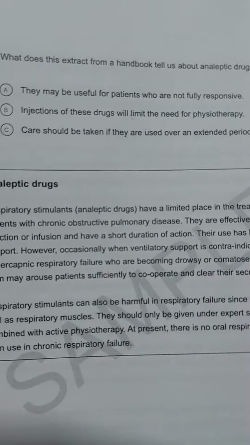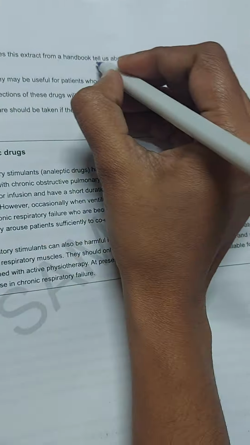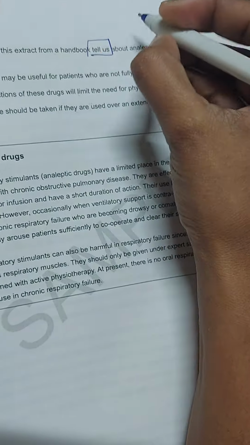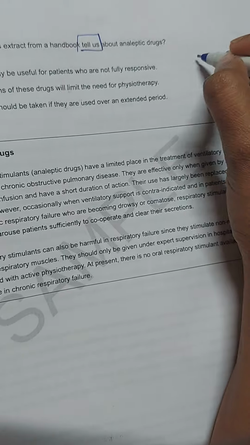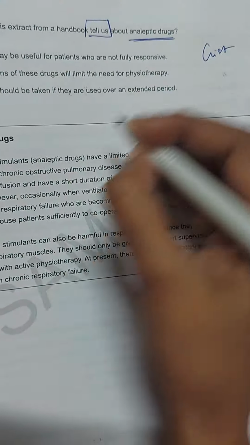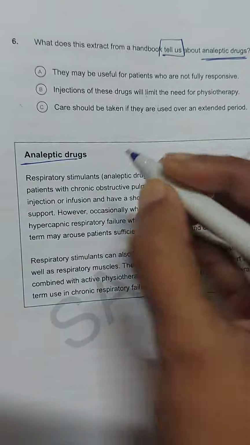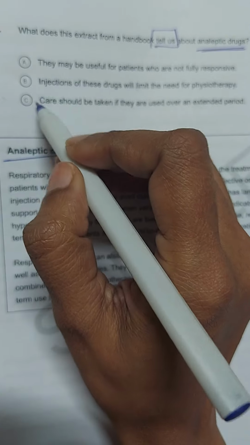Now the sixth question: what does this extract from a handbook tell us? So again it is a gist question, right? So it is about analeptic drugs. For the preview, I don't know much about the topic here, because it is analeptic drugs. Let me check the options.